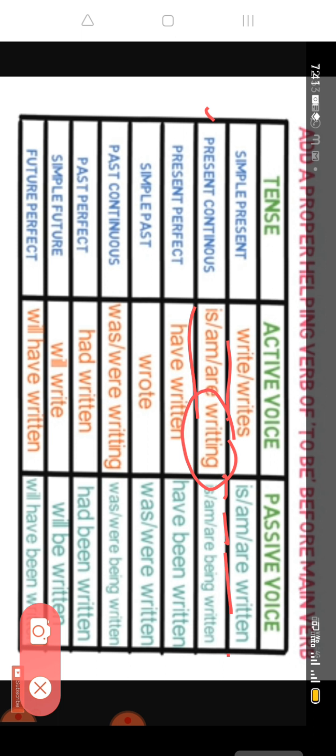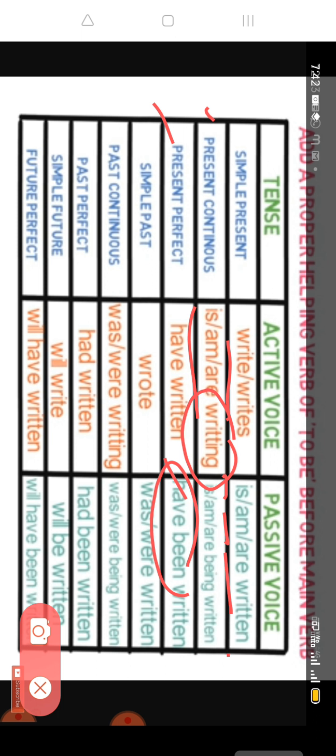In the same way, if we are changing the present perfect tense, in present perfect tense there would be helping verb has written or have written, and it would change into have been written or has been written. Actually, I told you that we are taking the helping verb from present perfect continuous, or we can say has written or have written would be changed into has been written or have been written.